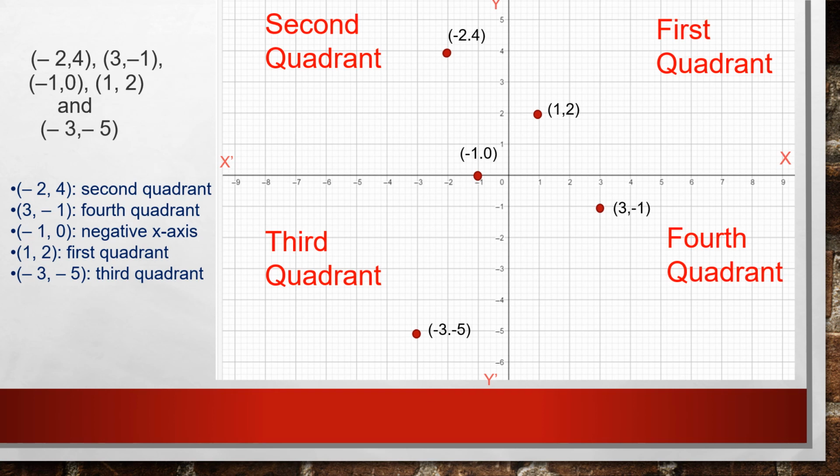Now what about minus 1 comma 0? It is on the x-axis, the negative side of the x-axis.